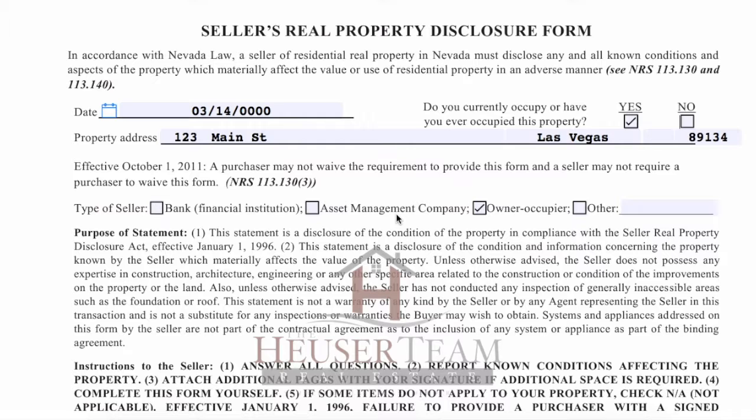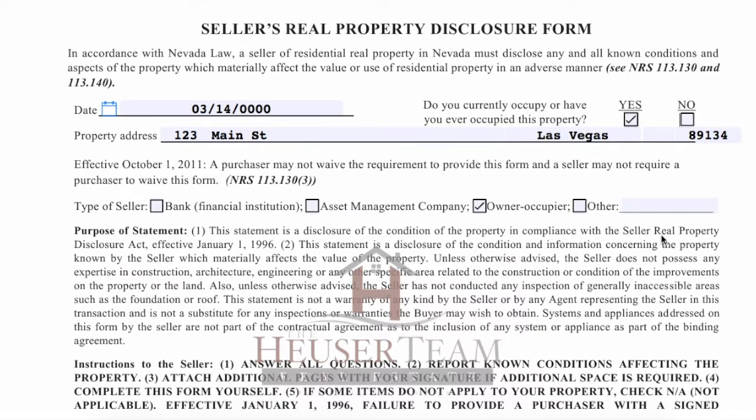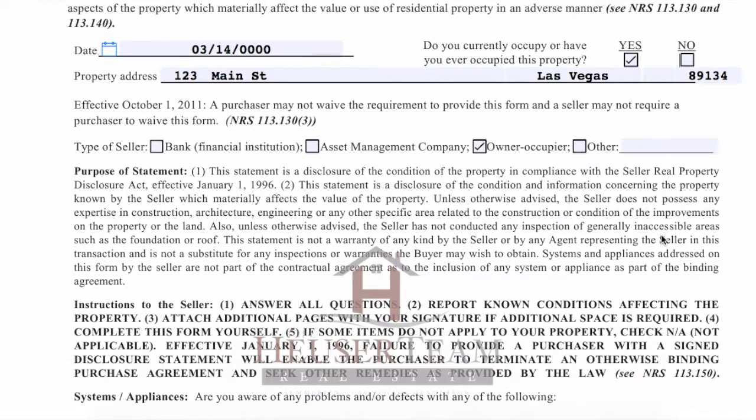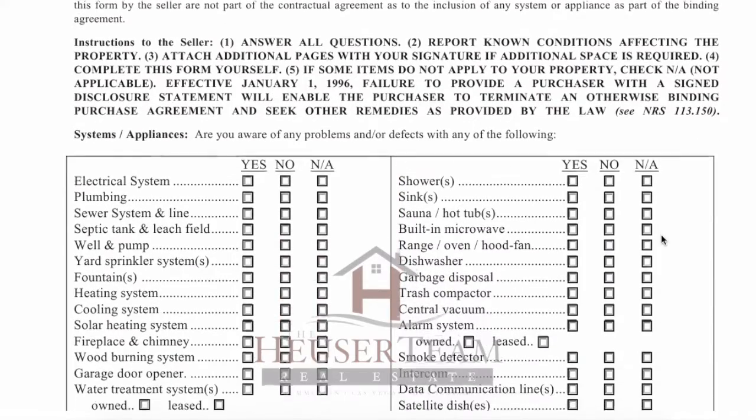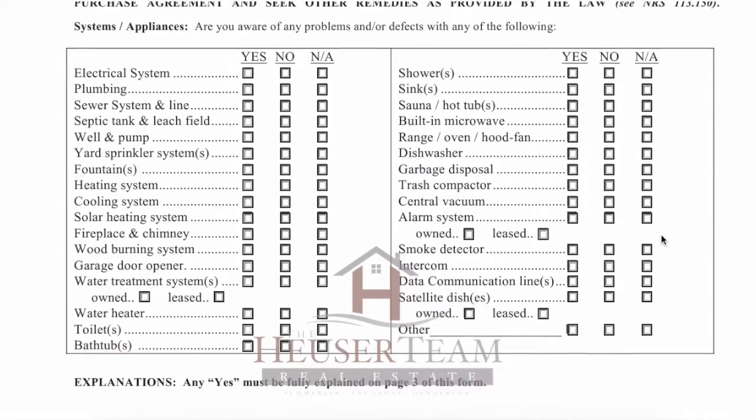I'd like to go over the seller's real property disclosure form. So whether you're a buyer or seller, you definitely need to expect to see this form, and this is a very important form, as the seller has to make some claims of the condition of the property. It's a very detailed form, about 5 pages altogether, but a lot of it's just boilerplate language.